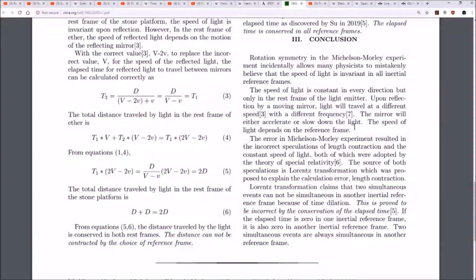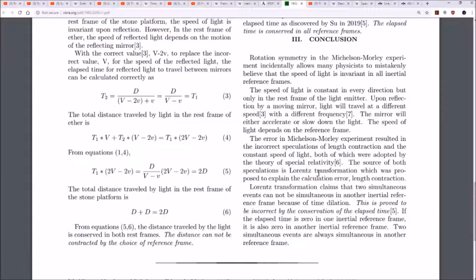The speed of light depends on the reference frame. The error in the Michelson-Morley experiment resulted in the incorrect speculations of length contraction, yeah, boy did it, and the constant speed of light, both of which were adopted by the theory of special relativity. Well, we've already debunked that again. Well, I don't need to say it again.